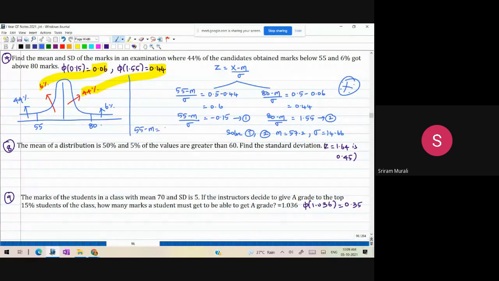55 minus m is equal to minus 0.15 sigma. So m minus 0.15 sigma is equal to 55. This is the first equation. Like this, cross multiply the sigma and write m plus, then solve for sigma or m. You will get this answer.